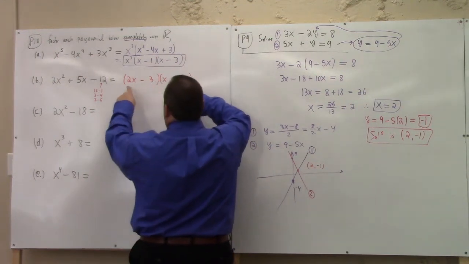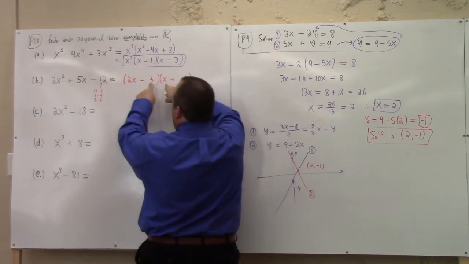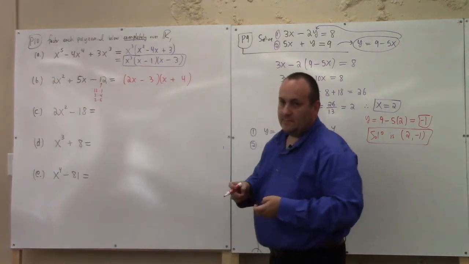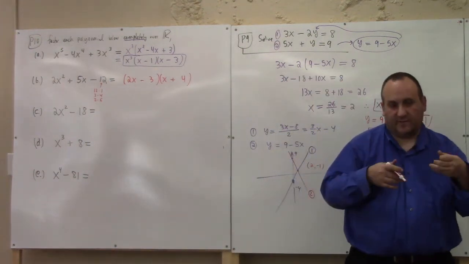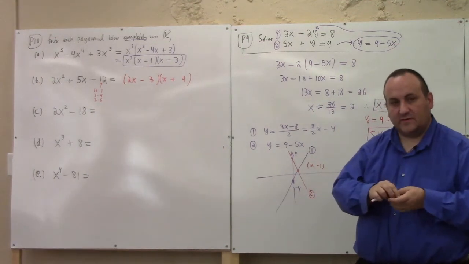Does that work? Let's see here. I get 2 times 4 is 8x, minus 3x is 5x. Hey, there it is. So you have to think about the ways we can factor 12 and just check possibilities until you get it.